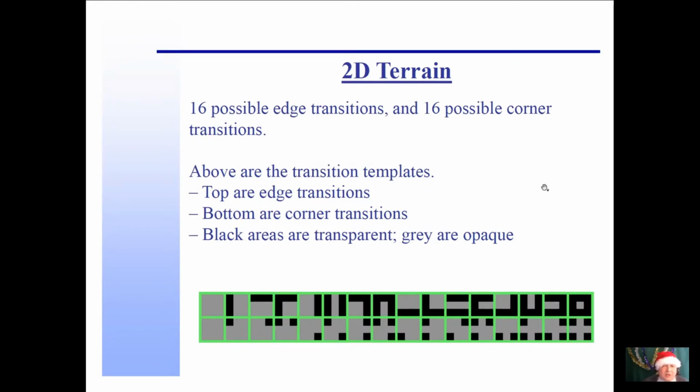By creating 16 possible edge transitions and 16 possible corner transitions. You can see the complete set of those transitions here. The edge transitions are the upper row, the corner transitions are the lower row. Now, it's important that the black areas in all these types of square tiles are transparent and the gray are solid or opaque.